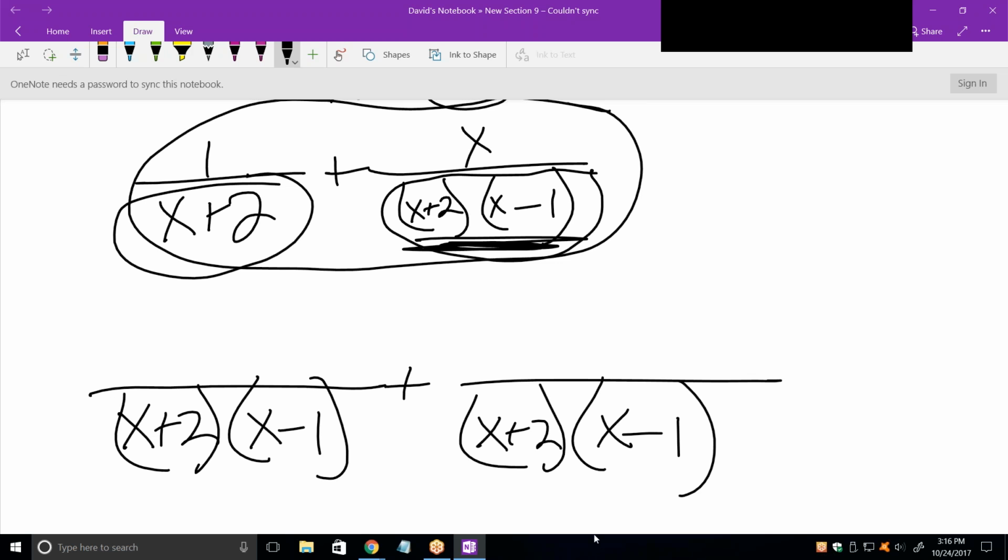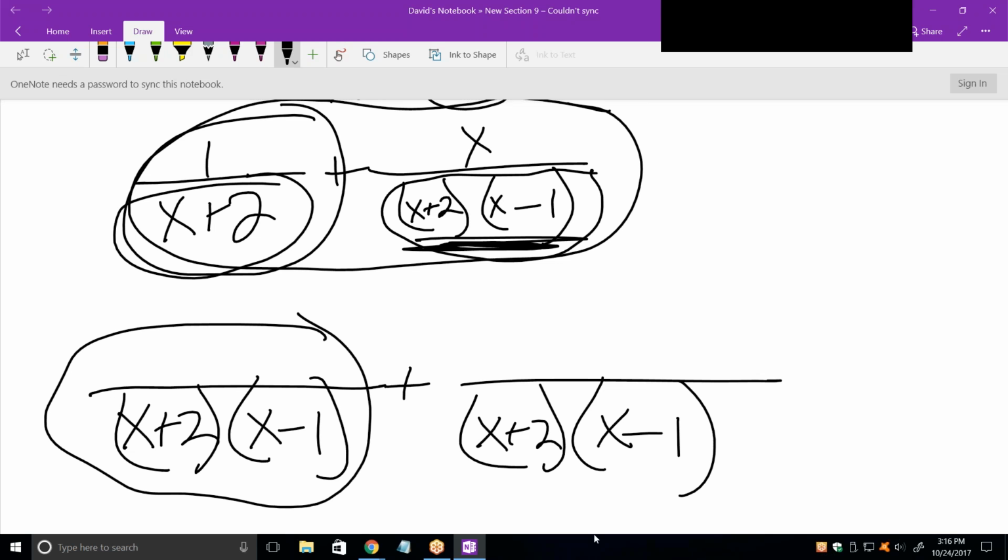What goes in the top left? 1. Whatever goes in the top left has to make that fraction equal to that fraction. Top left again. X plus 2. How about, you're close, x minus 1. Notice that if I put x minus 1 in the numerator, then this x minus 1 cancels with that x minus 1 and I don't change it. That is the key. You do not want to change that fraction.